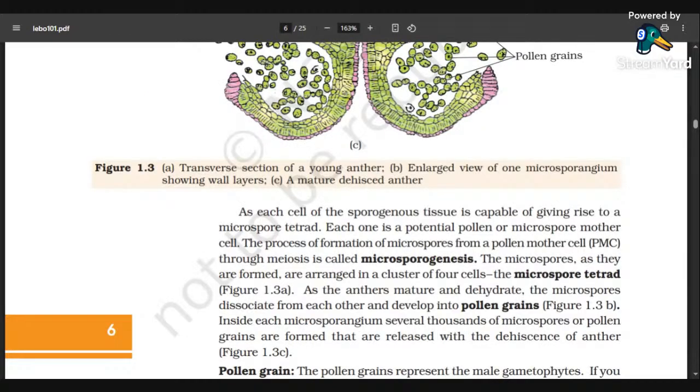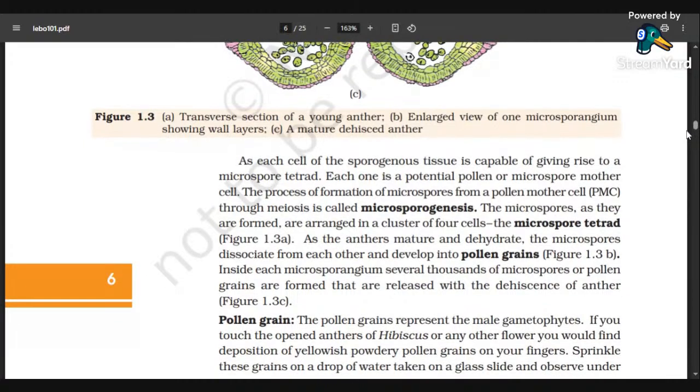As each cell of the sporogenous tissue is capable of giving rise to a microspore tetrad, each one is a potential pollen or microspore mother cell. The process of formation of microspores from a pollen mother cell, PMC, through meiosis is called microsporogenesis. The microspores, as they are formed, are arranged in a cluster of four cells.